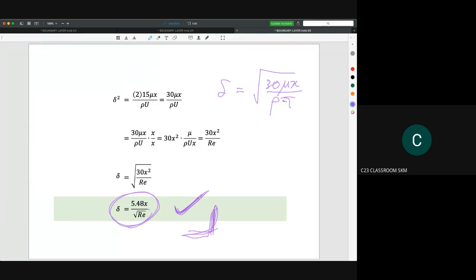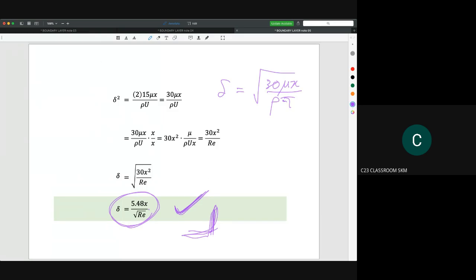Please refer back to my previous lecture. We have 6 velocity profiles. So please try all of them and try to get the value of delta for each velocity profile.